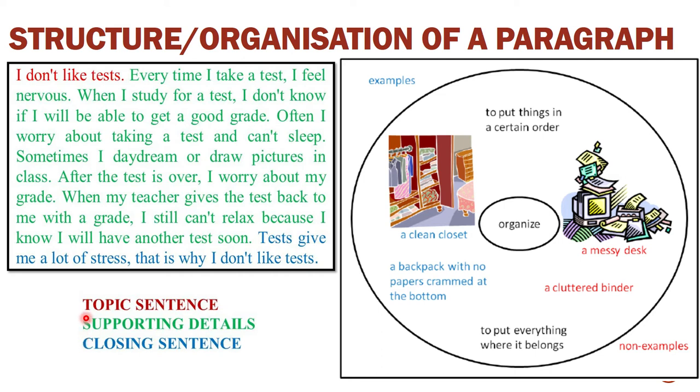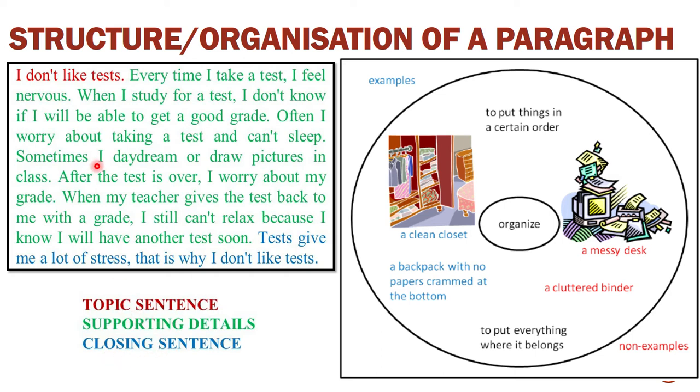One is topic sentence. Topic sentence means the main or controlling idea around which the whole paragraph revolves. Okay. Then supporting details. Of course, you have to give different examples or arguments in favor of the controlling idea. And finally, you have to sum up what is the controlling idea. So that is called concluding or closing sentence.